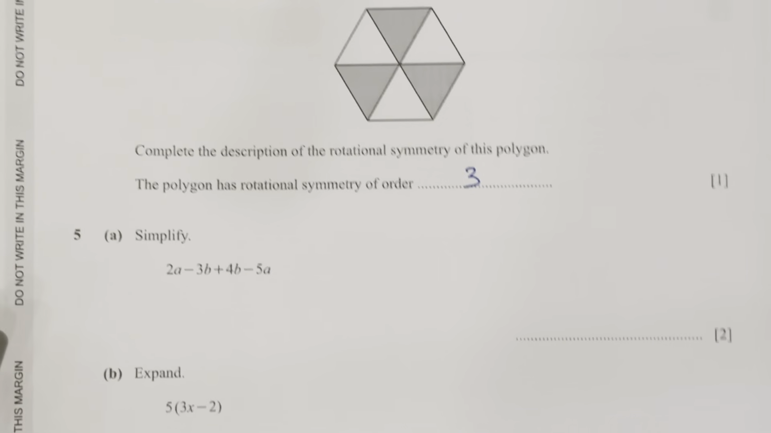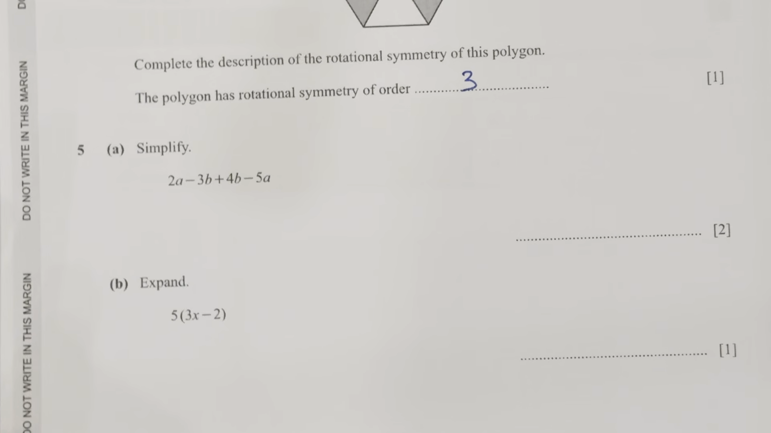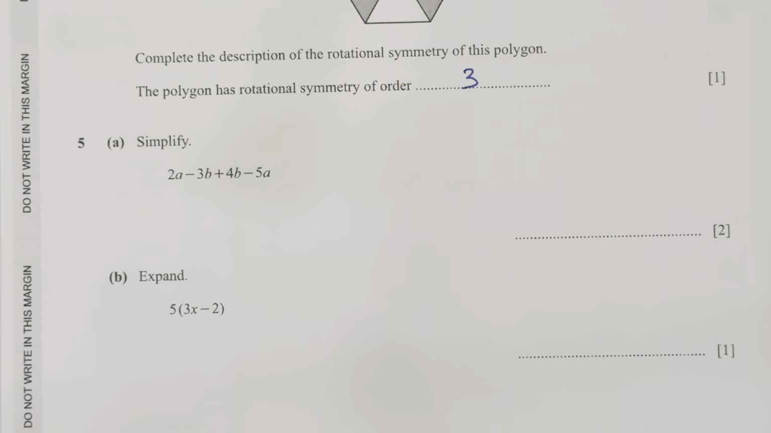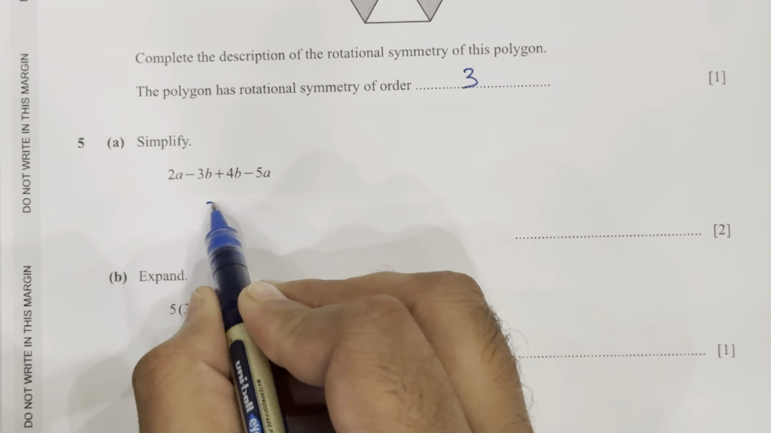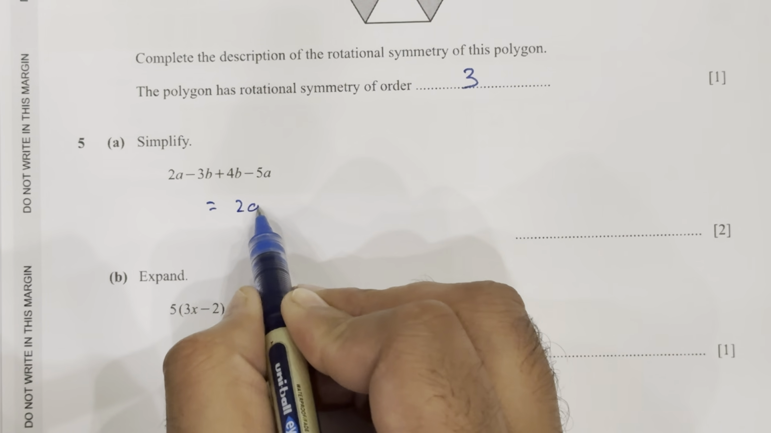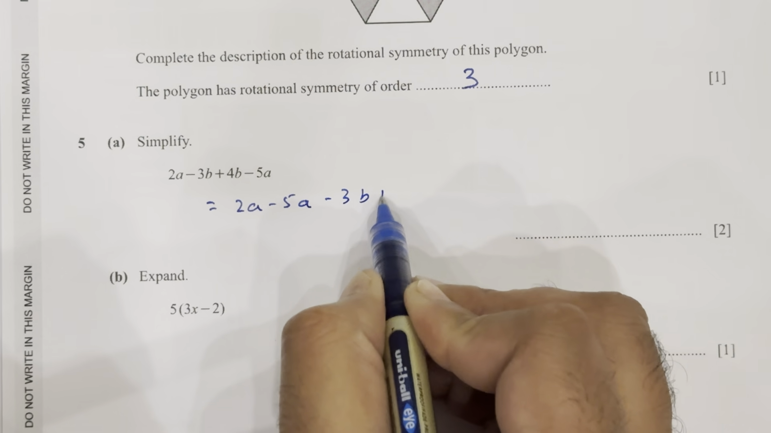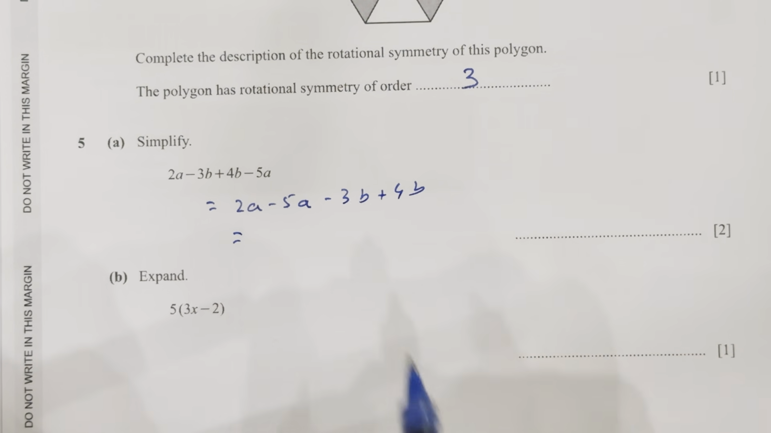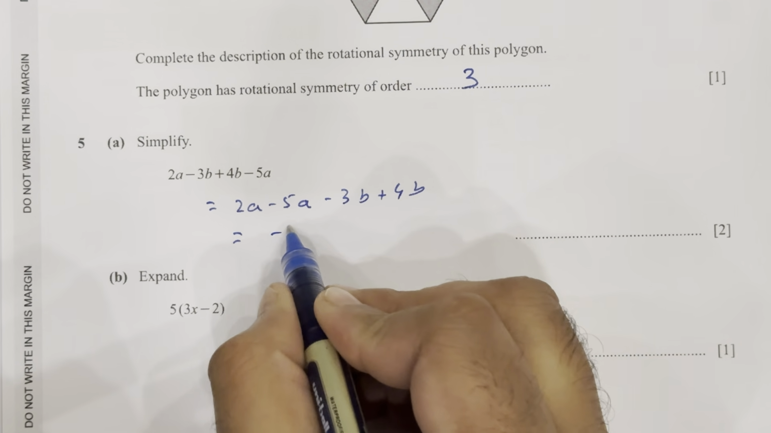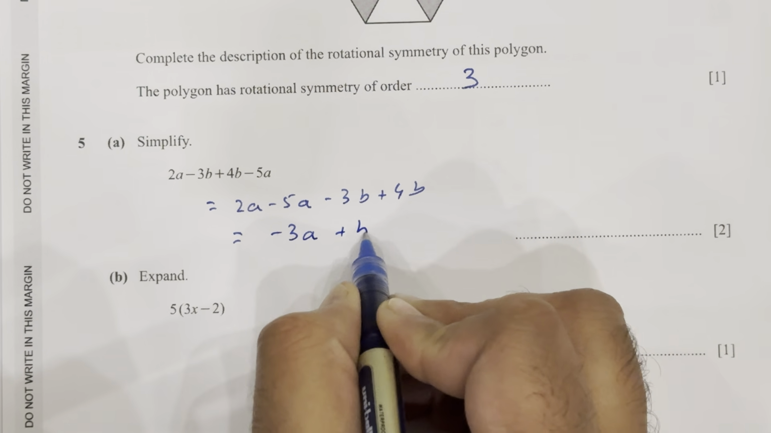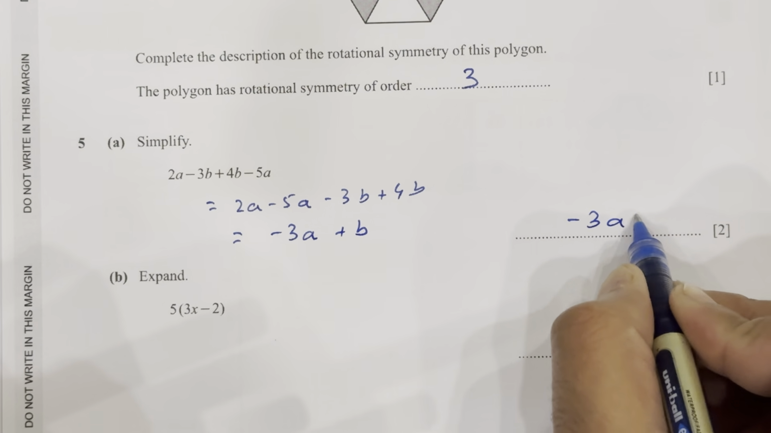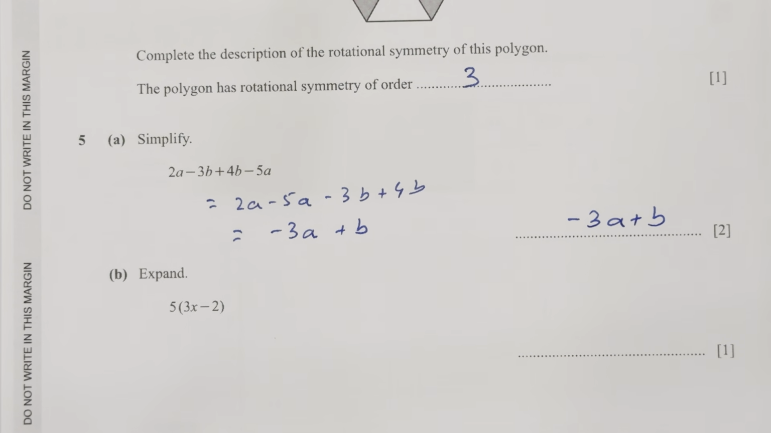Question number 5 is from the topic of algebra. Simplify 2a minus 3b plus 4b minus 5a. So it would be 2a minus 5a, then minus 3b plus 4b. 2a minus 5a would be minus 3a, then it would be plus b. So our final answer is minus 3a plus b.